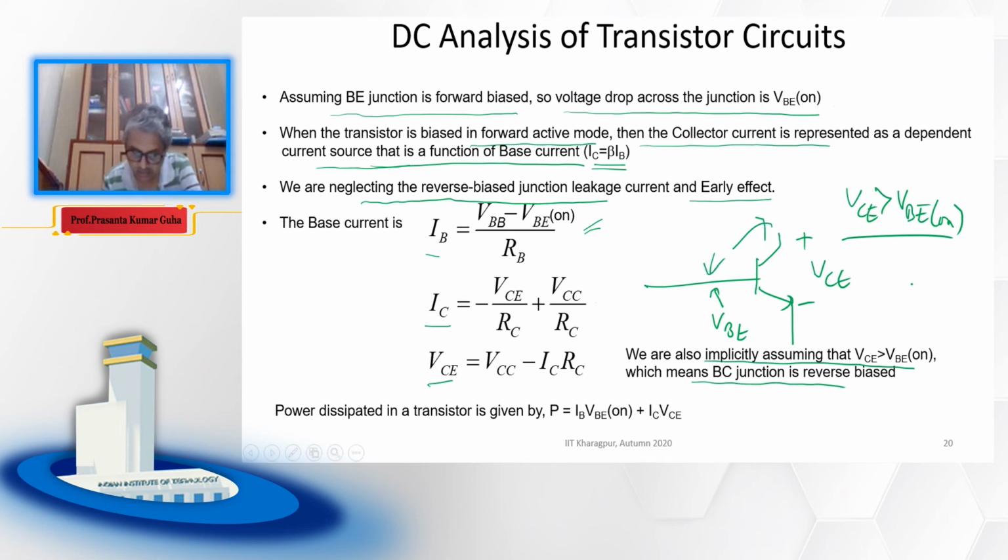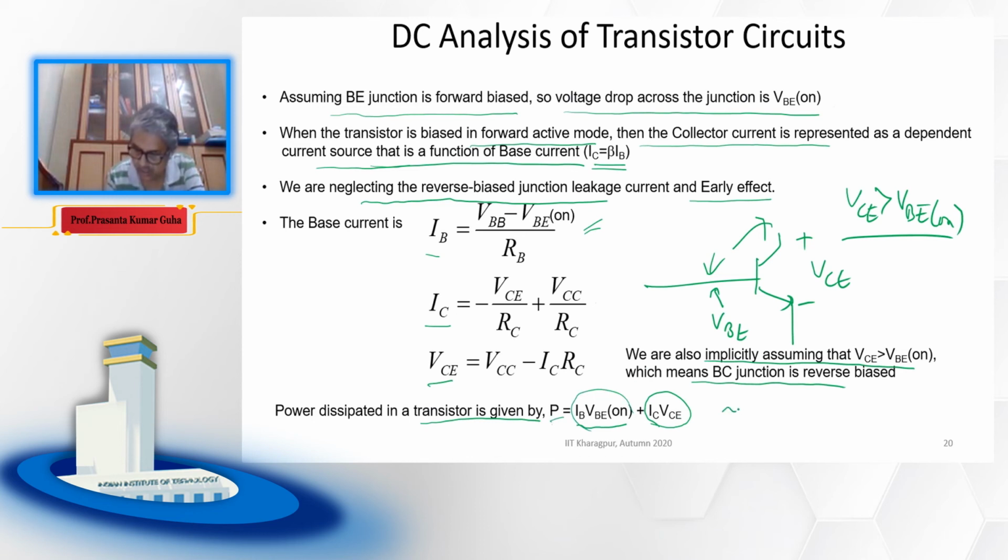And we can find out the power dissipated in the transistor. The power is basically current times voltage. So in the base junction this is the power dissipation, and in the collector we can consider collector current IC times VCE. If you add these two powers, then it is the total power.